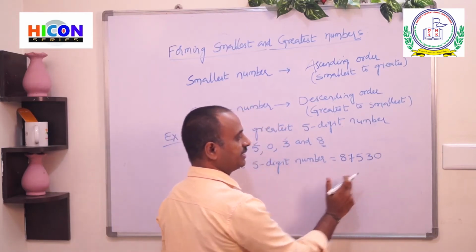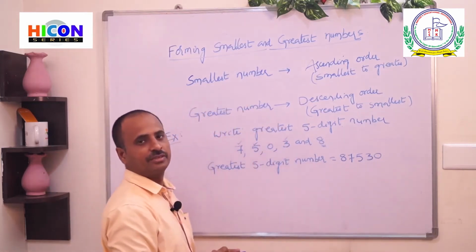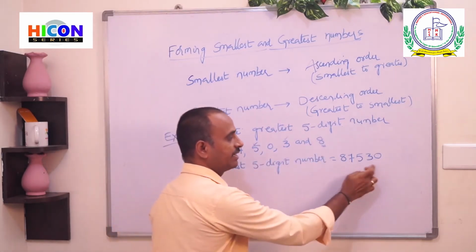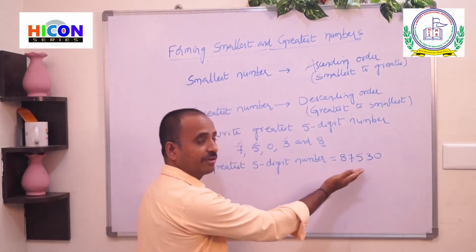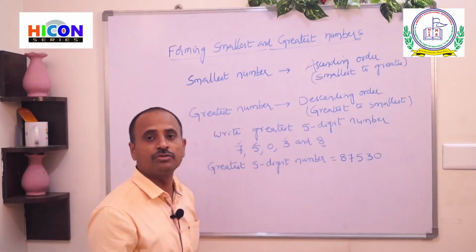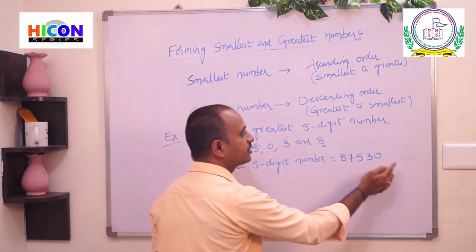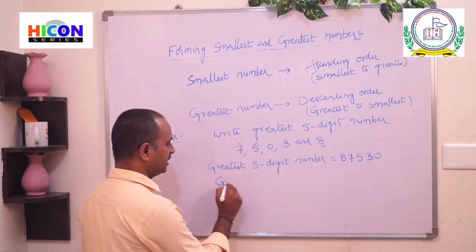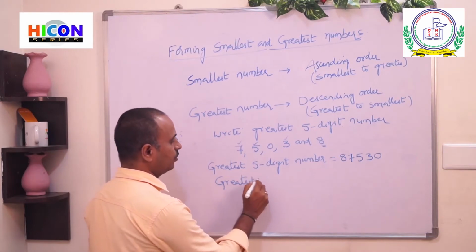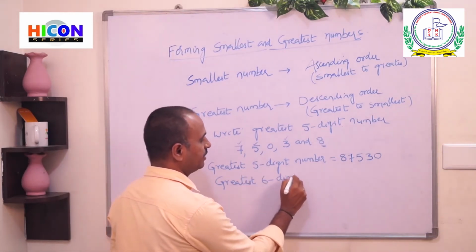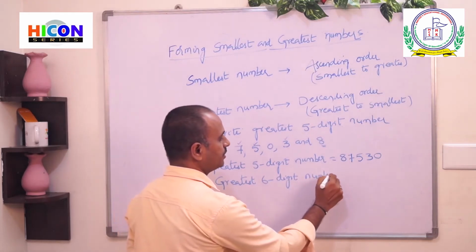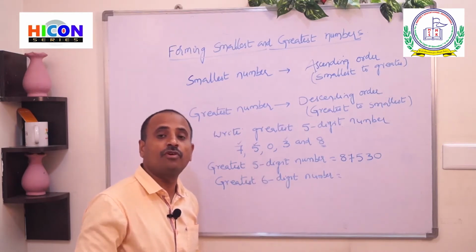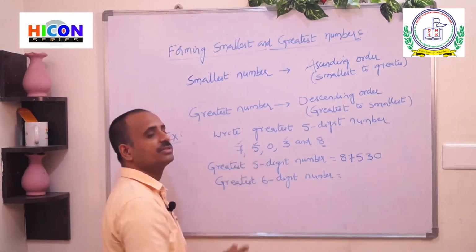So children, this is the descending order of the given digits. That means we have arranged the given digits from greatest to smallest. So we obtained a 5-digit number, that is 87,530. So this is the greatest 5-digit number. And we can also form the greatest 6-digit number by using these 5 digits, and also the greatest 7-digit number.